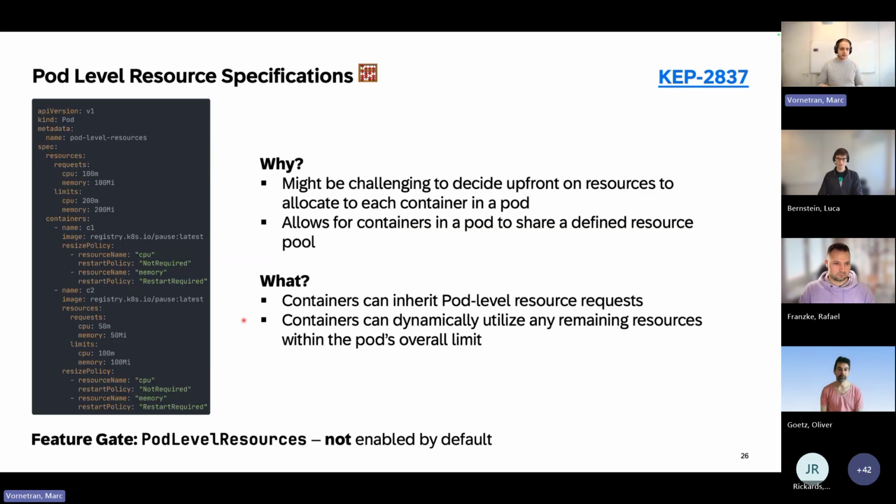We have also, as a new alpha feature gate, the pod level resource specifications. So sometimes it might be, for whatever reason, difficult to decide upfront what the resource allocations for each container should be. So you can do this on the pod level, and then all containers can share basically this pool of resources. And that allows your containers, if this is difficult to judge, to just dynamically utilize or share these resources.